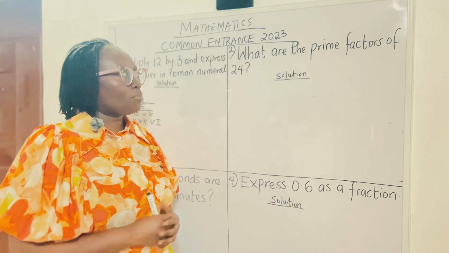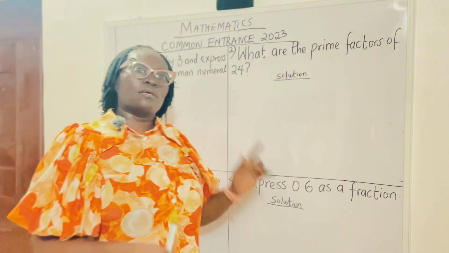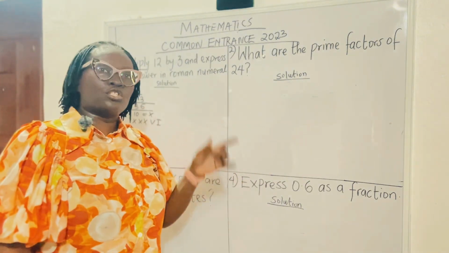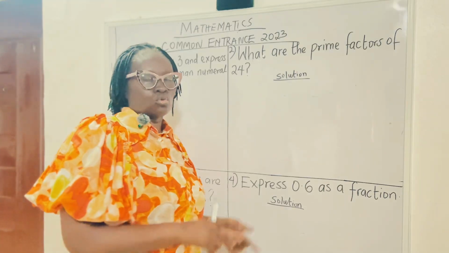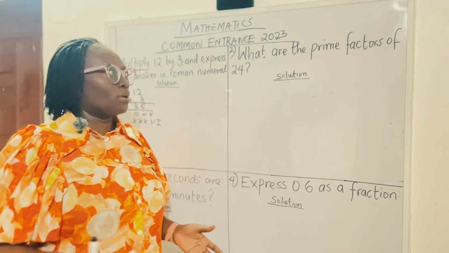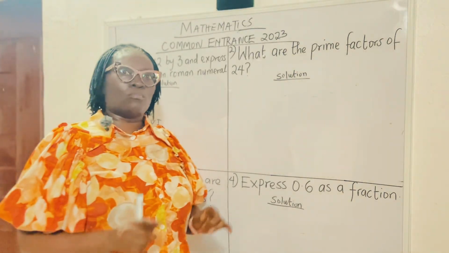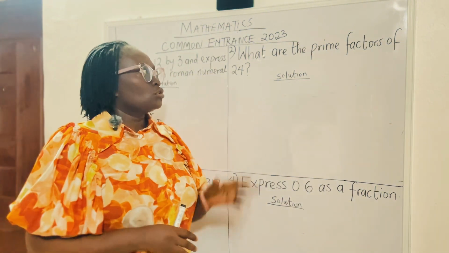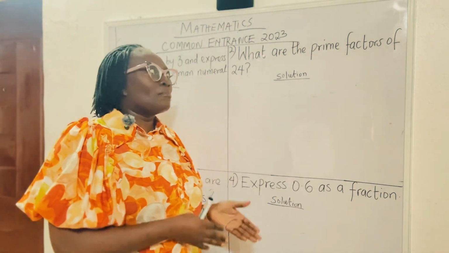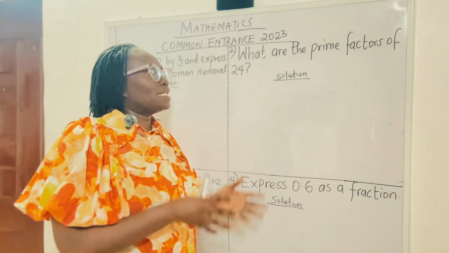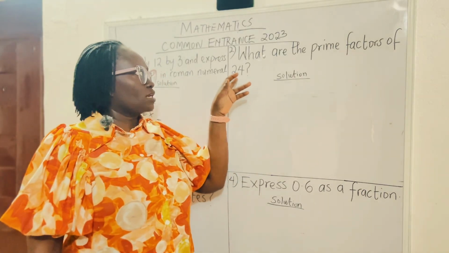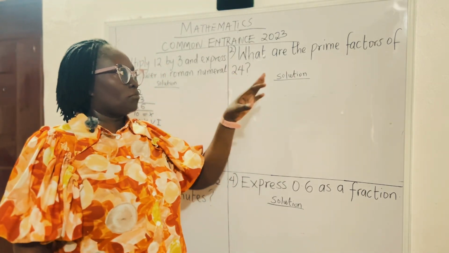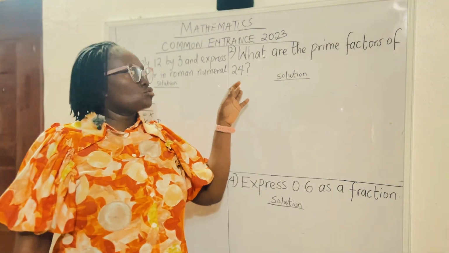1 is not a prime number. 2 is a prime number. So the first prime number is 2. Remember, prime numbers are not odd numbers. So 2 is a prime number because it can only be divisible by itself and 1. So prime factors are prime numbers that when you multiply them together, you will get the number in question. For instance, when you multiply the prime factors, it should give you 24.